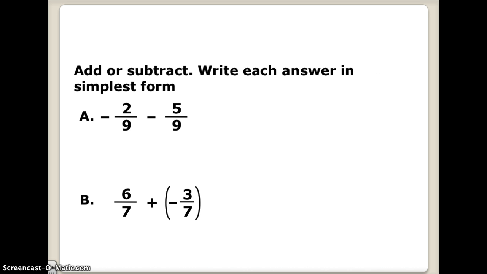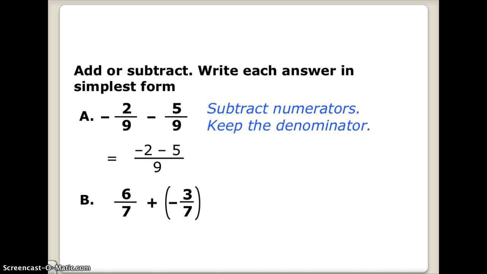Let's add or subtract these two examples. The negative is in front in the middle, so put it up with the numerator. -2/9 minus 5/9. So we know it's going to be 9 for the denominator. Then we just have to subtract -2 minus 5, which would give us -7/9.